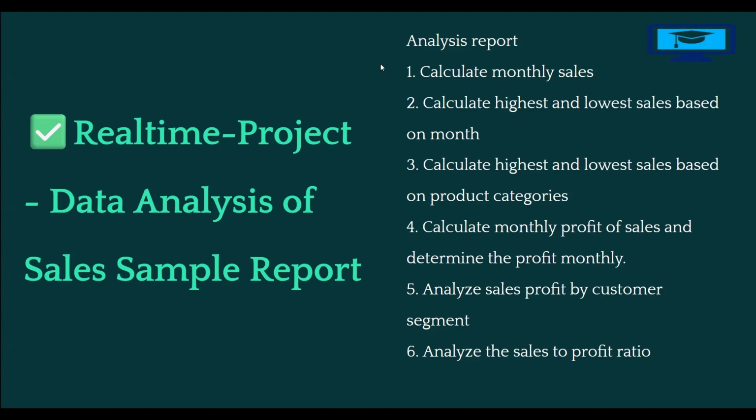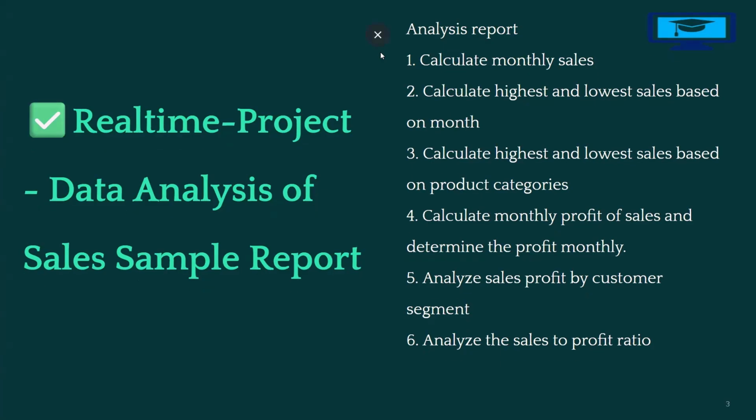Again, you may calculate the highest and lowest sales based on product categories, calculate monthly profit of sales and determine the profit monthly, analyze sales and profit by customer segments, and at last analyze the sales profit ratio. Whatever you're doing in this analysis, these are the reports we'll be generating through pandas. So first you will get an idea of pandas, and next you'll apply this in real time. You'll get an idea where you are using these concepts and how you are using them.